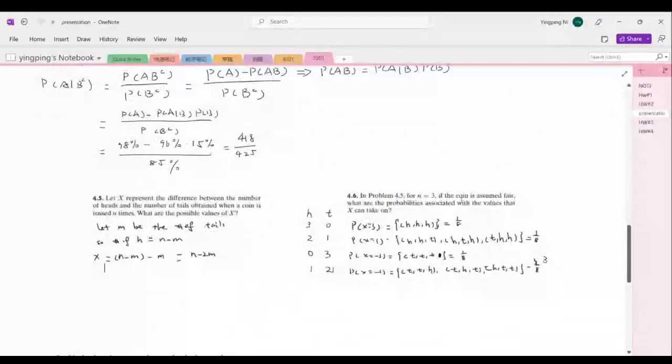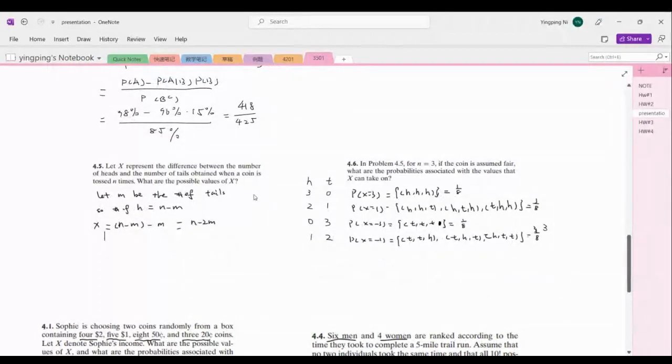My question is 4.5 and 4.6. 4.5 is that X represents the difference between the number of heads and the number of tails obtained when a coin is tossed n times. What are the possible values of X? Let m be the number of tails, so the number of heads is equal to n minus m. So X is equal to h minus m, so it's n minus m minus m, which is n minus 2m.